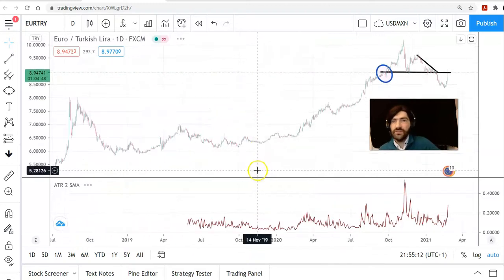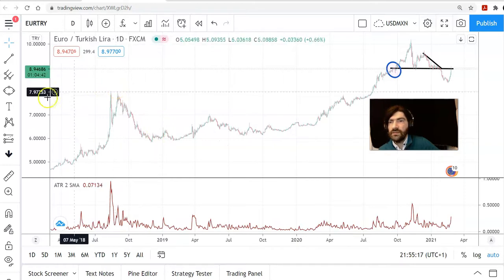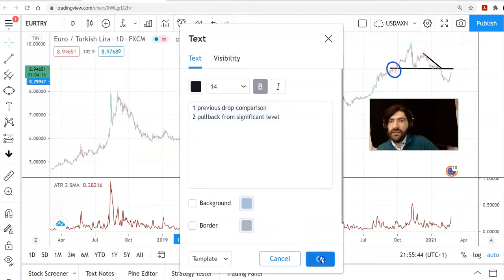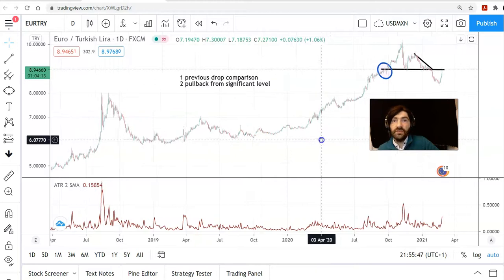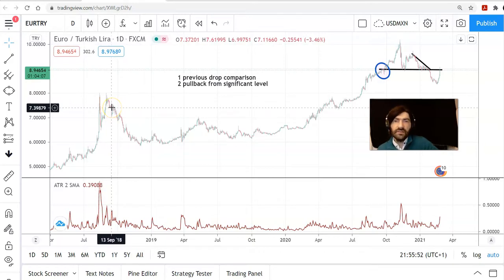So there are two things here, two takeaways. Number one, let's write them down. The first takeaway is that we've had a previous drop comparison, and two is we pulled back from a significant level, right? We've got these two things that we cannot get away from. So considering all that, I think it's important to say that, and I've done this before, we measure this previous drop back in August and then decide if it's the same.